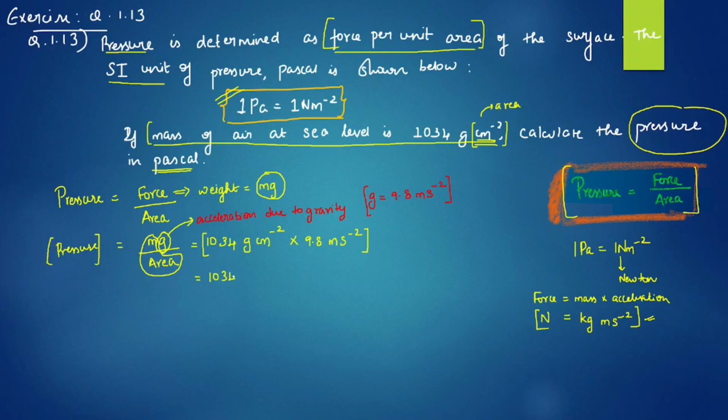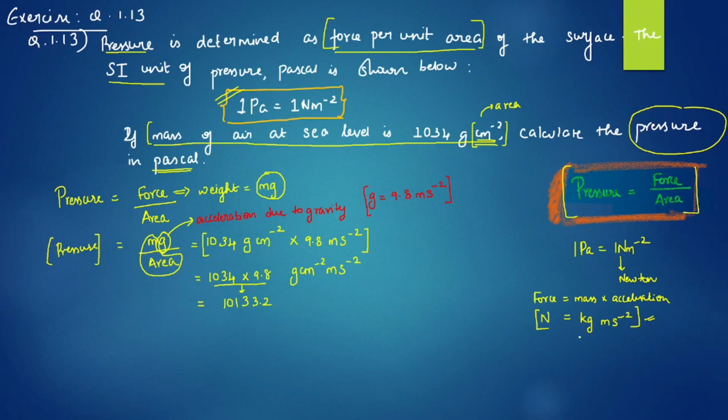So let us have it on the side and let's do the main part, that is 1034 into 9.8, and let's write the units separately, that's gram, centimeter inverse square, meter into second inverse square. So let's multiply the magnitude, that is 1034 into 9.8, which turns out to be 101332.